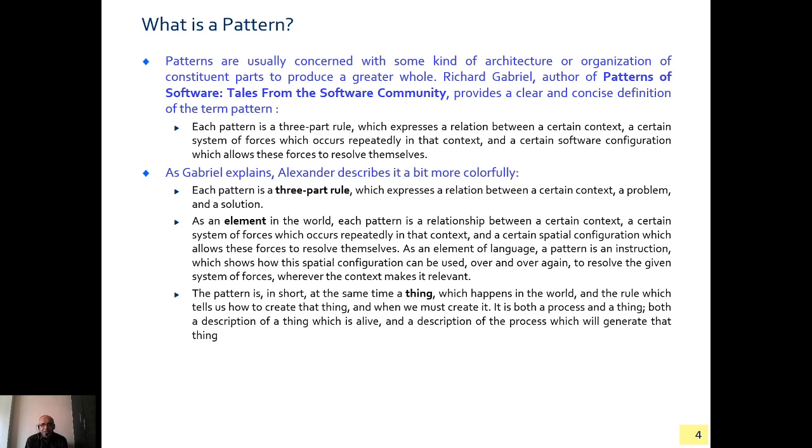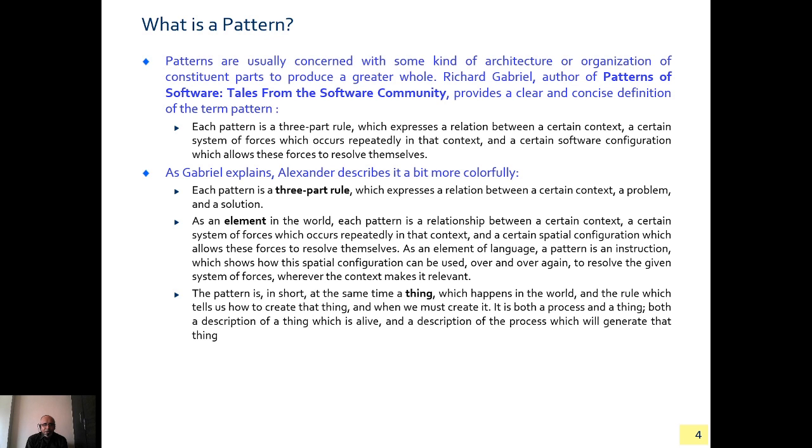But the basis for the patterns in design has a background of analysis. Therefore, the element in the world will have the context. The context is very useful in working with the forces to resolve them. And as an element of language, a pattern is an instruction. Instructions for what? What kind of spatial configuration is needed over and over again?